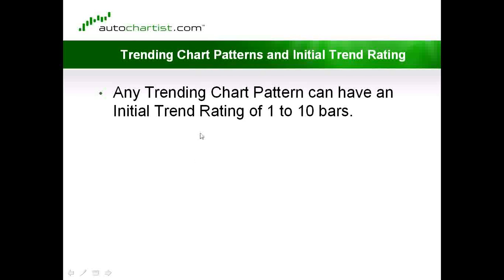And to start trending patterns and non-trending patterns, I just wanted to tell you right here that any trending chart pattern can have an initial trend rating of 1 to 10. Although 6 to 10 is preferred, when you select your trend patterns or your search filters on AutoChartist, you can leave it at 1, or you can set it as high as 6 or even as high as 10, and it's going to try to find those minimum patterns. But a trending pattern can fall anywhere between 1 to 10.